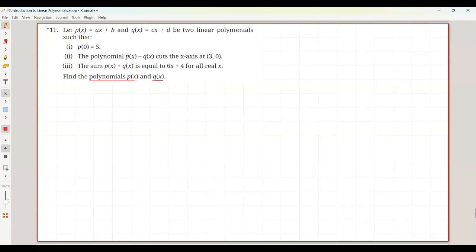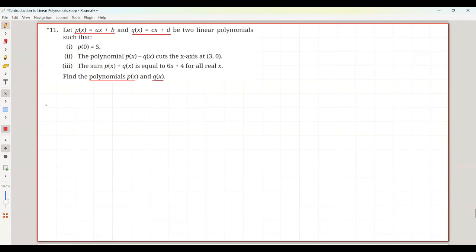So P of x is given in the standard form ax plus b and Q of x is given as cx plus d. So what we have to find out is a, b, c, d. After finding a, b, c, d, substitute in P of x and Q of x, and that is nothing but the polynomials P of x and Q of x. So the ultimate aim is to find a, b, c, d and substitute in these linear polynomials. Let's start.